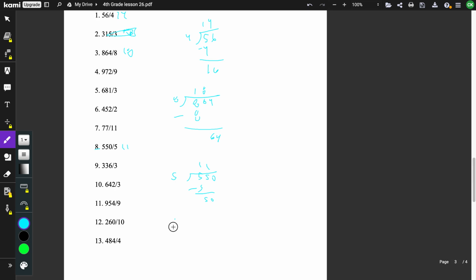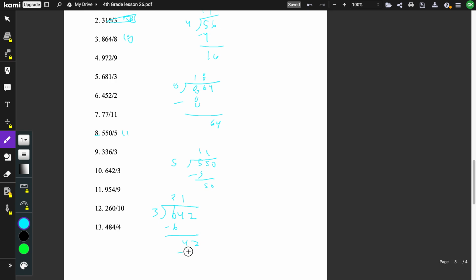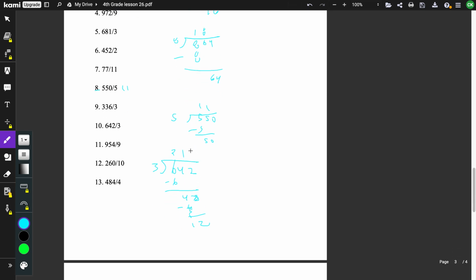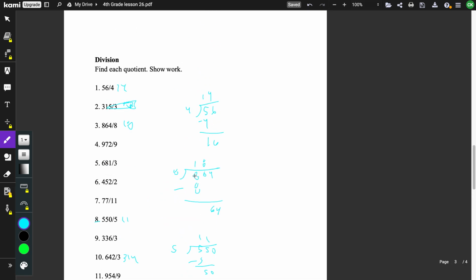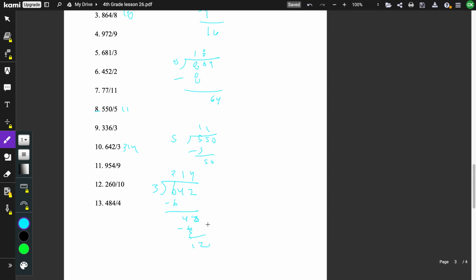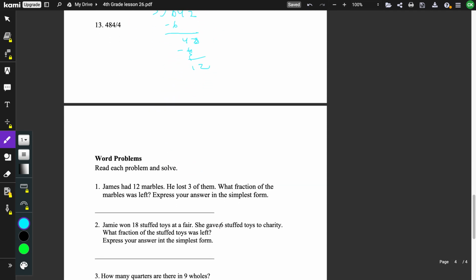Moving on, 10, 642 divided by 3. How many times does 3 go into 6? 2 times. How many times does 3 go into 4? Once. Then 1, 2. How many times does 3 go into 12? 4 times. So yeah, boom, 214 for number 10. Alright, that's basically how you do division. It's pretty simple. It's just plugging numbers in to see how many times it goes in.